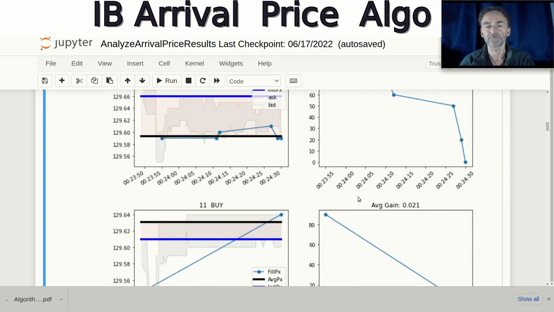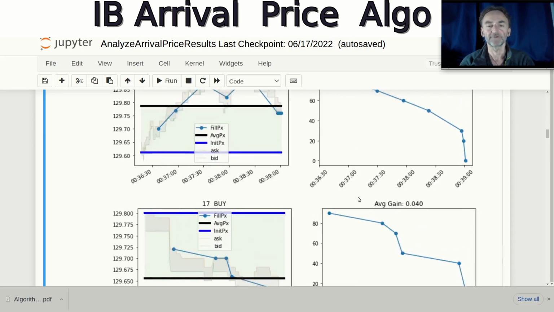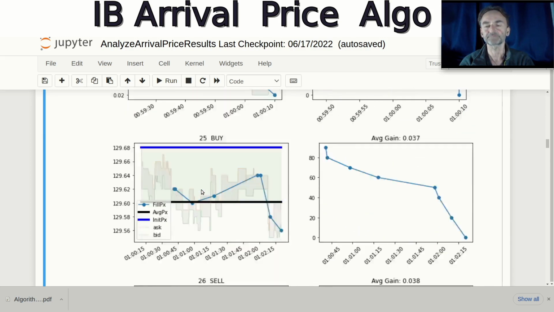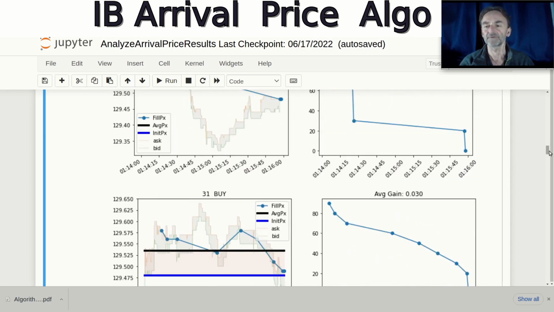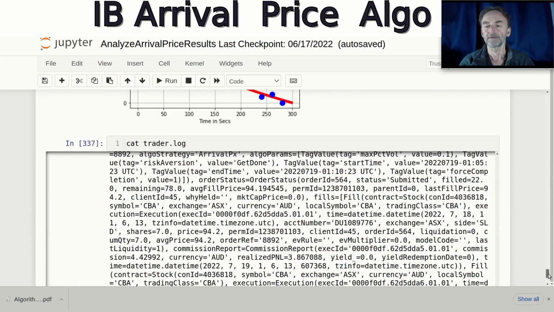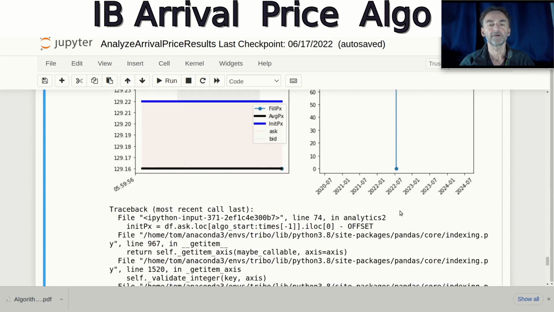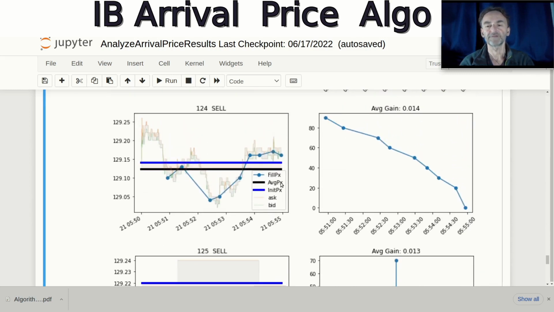If I scroll down quite a bit more, you can see there are winners and losers, where we get a bit better and a bit worse. As I scroll down, we can see I have done altogether 125 trades, and the average gain of these trades was 0.014, so 1.4 cents. This, by the way, trades IBM. I just used IBM as a proxy. You can obviously apply this to any other stock.